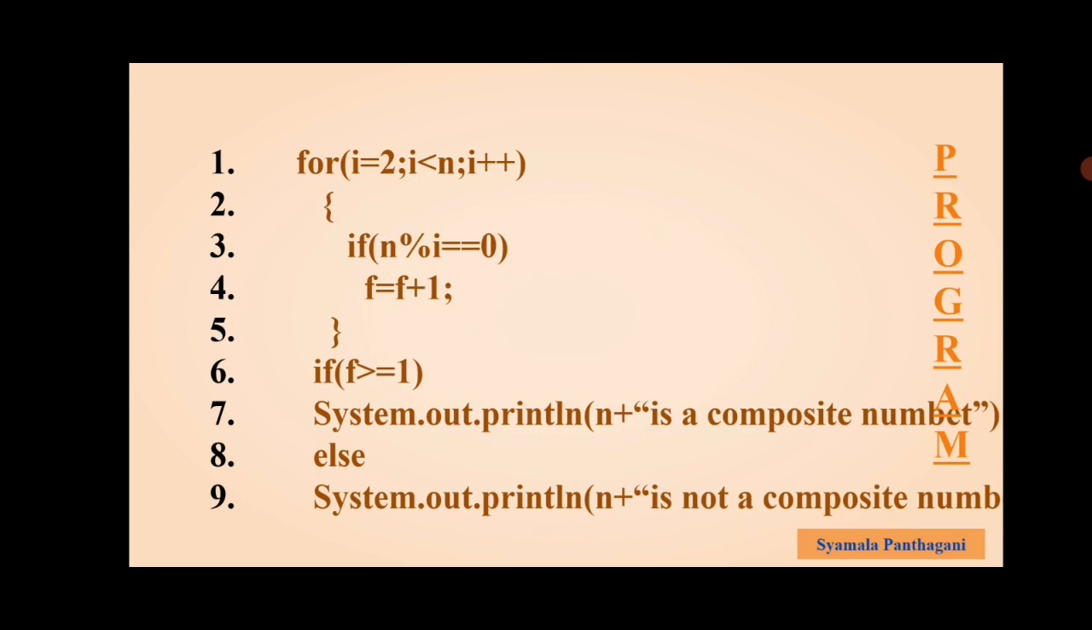System.out.println n plus is a composite number, else System.out.println n plus is not a composite number. Now close the two curly braces. Those are not visible in this slide. So children, here you have to close two braces.